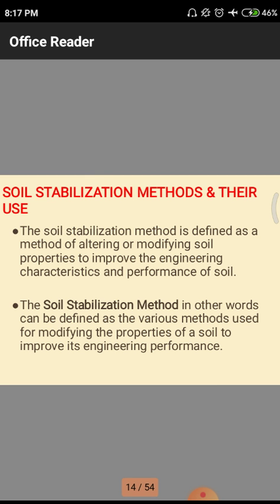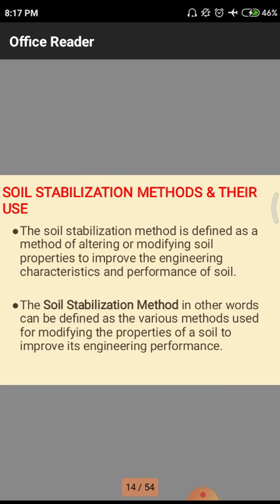Here usage means we have to use different quantities of waste materials for the purpose of stabilization of the soil and improving the engineering properties of our soils. First of all, the soil stabilization method is defined as the method of altering or modifying soil. Altering or modifying means simply we have to remove a small quantity of matter and replace it with another chemical or cementitious material or another strengthening parameter.